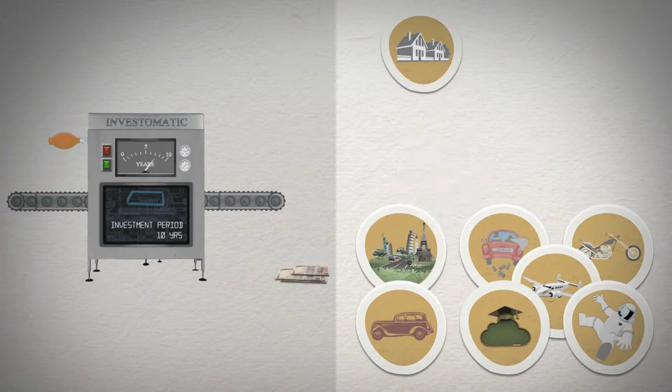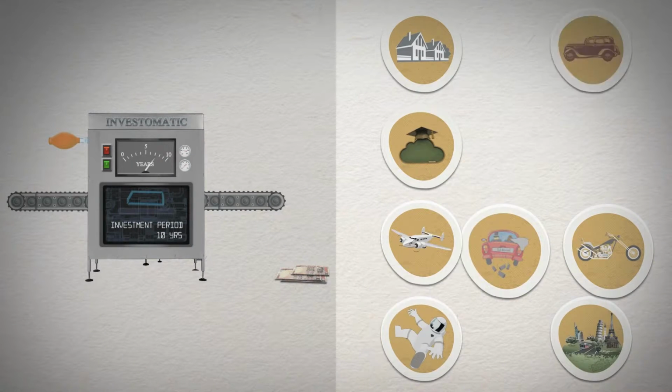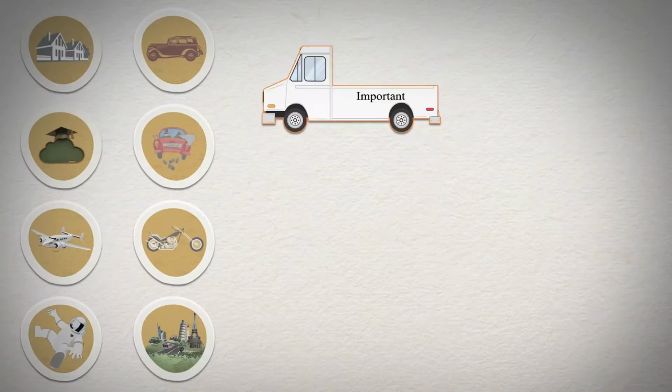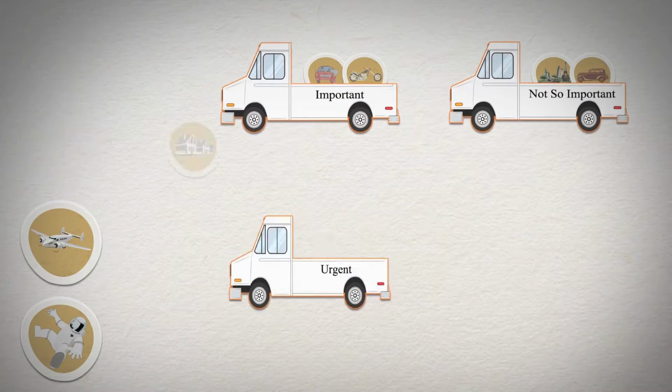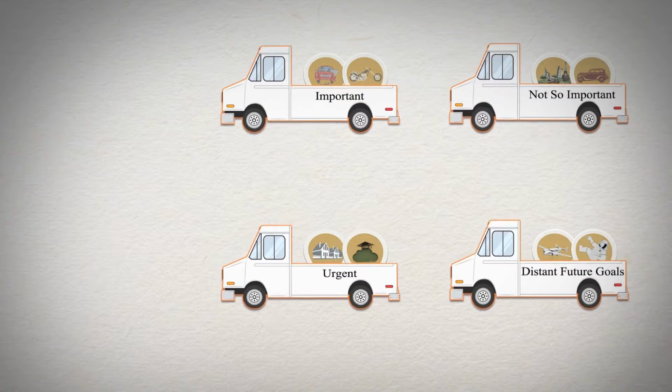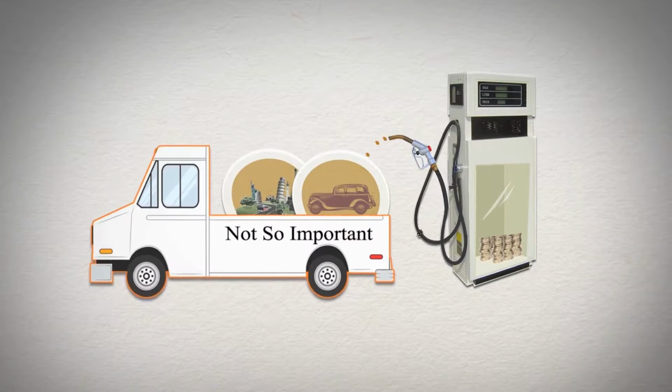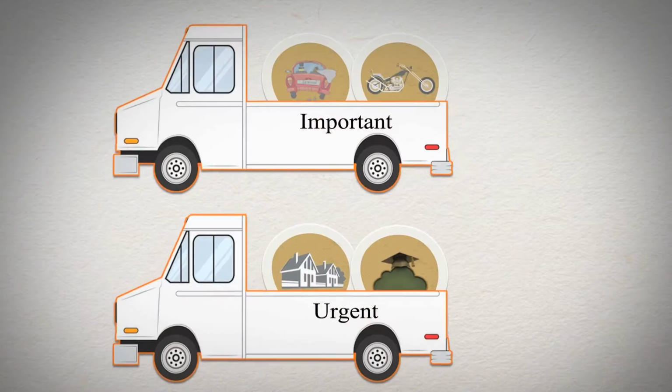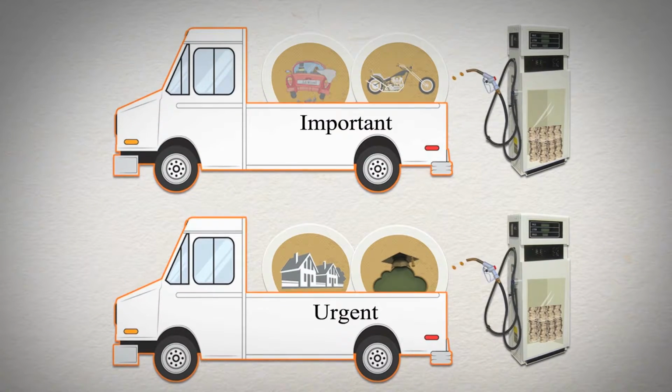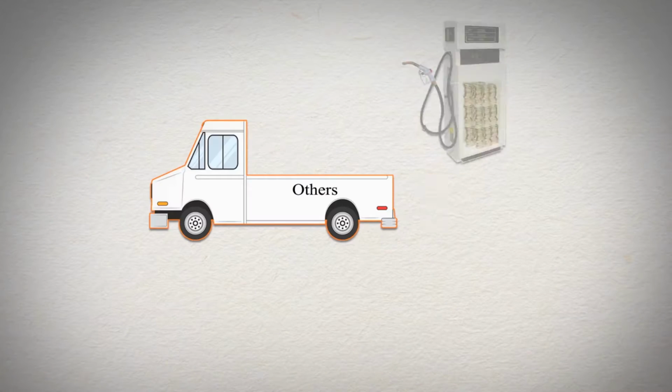Right. Which is why listing and classifying goals will help an investor begin prioritizing, separating important, not so important, urgent and distant future goals. So, instead of choosing the wrong investment options, investors can first allocate funds for the important and urgent goals and then for the others.